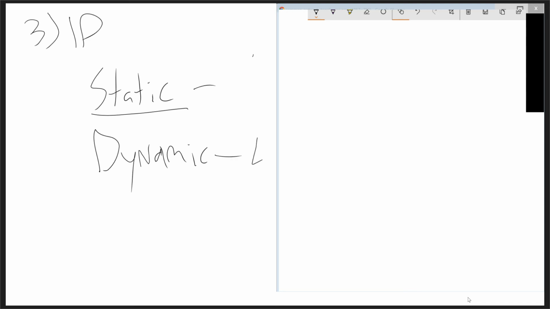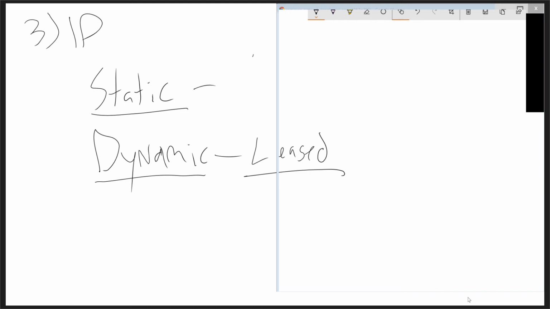Dynamic addresses are leased. And this is the most common address you're going to run into, and this is a challenge you're going to face with IT folks, is that they often are going to want you to use dynamic addresses, and you're going to want to use static.